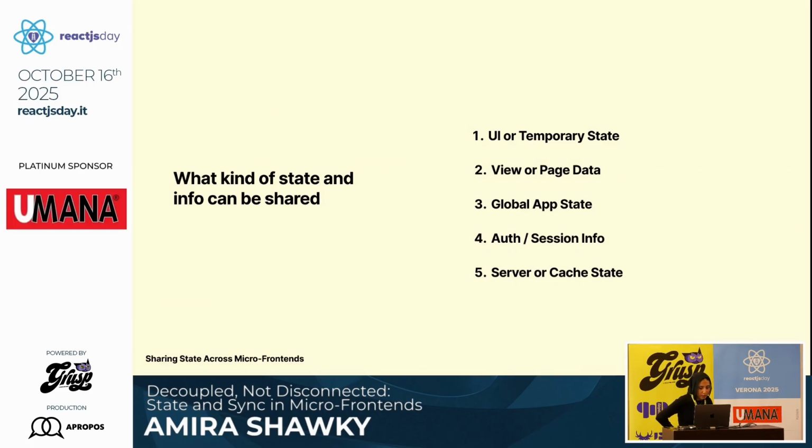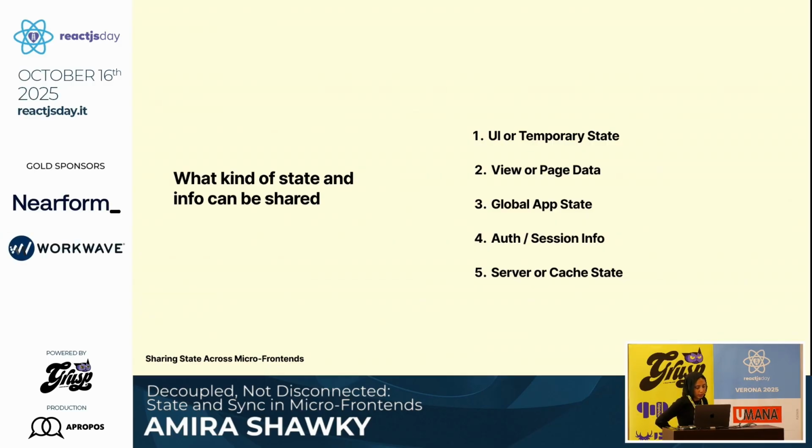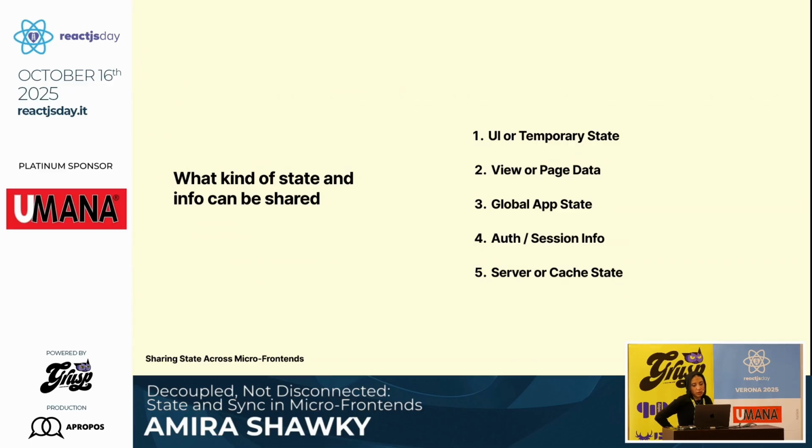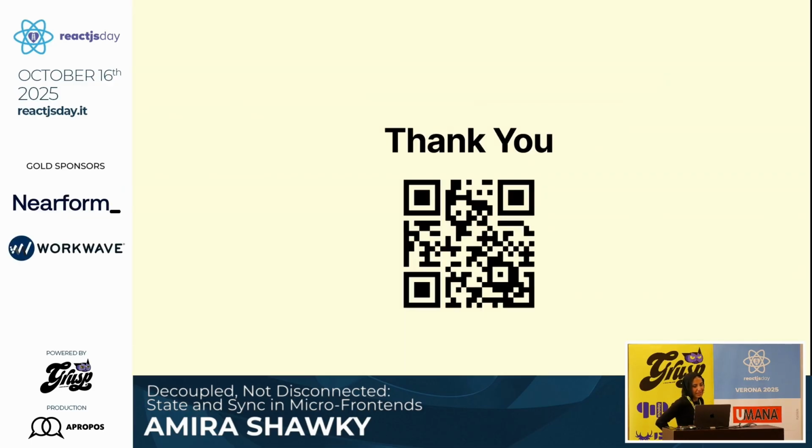We have authentication. This must be shared securely and often on the server side. Lastly, there is server and cache state, which is fetched API responses such as React Query caches, SWR data, or RTK payloads. They can be shared to avoid duplicate requests and improve performance.